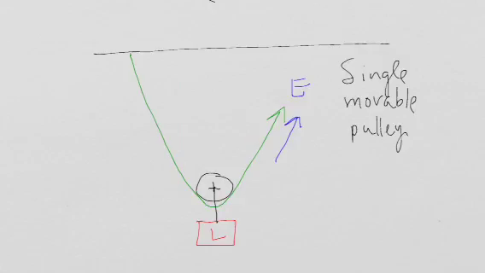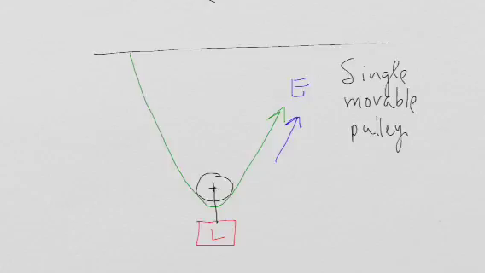So the second type of pulley we're going to deal with is something called a single movable pulley. And we're actually going to do a lab on pulleys, just like we're going to do a lab on levers, and we're going to see the difference that these actual pulleys make for effort. We're going to see the impact that they have on effort force.